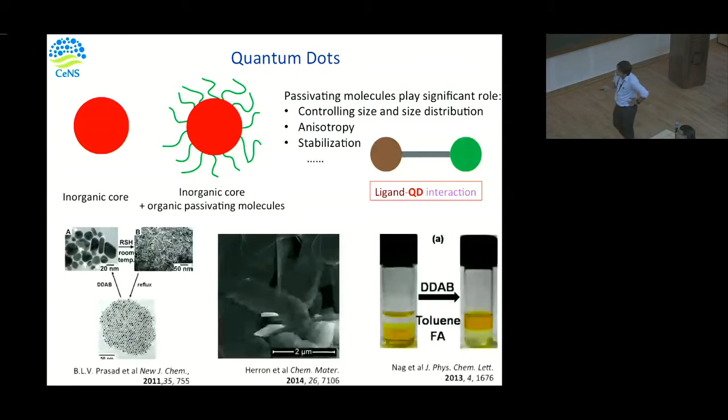And these are some examples. For example, if you take gold nanoparticles with a huge size distribution, and you treat them with some thiol molecule, then they go to a very perfect size distribution. And due to the interaction between the ligand and the quantum dot, these are formed in a nanosheet kind of structure. And of course, by controlling the ligand, whichever type of ligand you choose, you can make the inorganic core soluble in either polar or non-polar solvent.